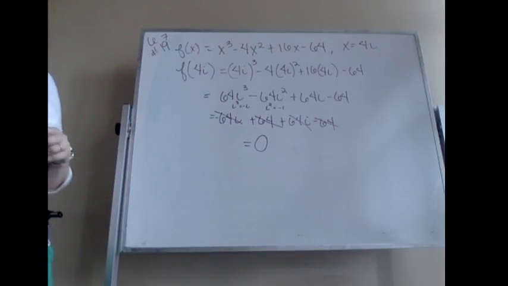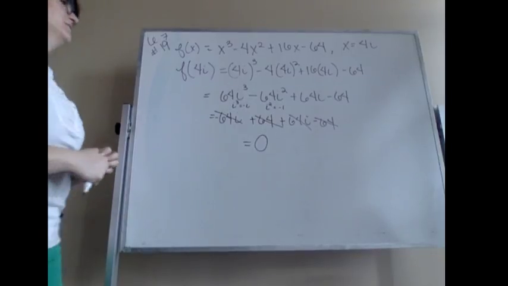What does that tell me about negative 4i? Anybody? What do I know about negative 4i if 4i is a root? Then negative 4i is also a root? Right, because they're conjugates. They have to come in those pairs. That makes sense.